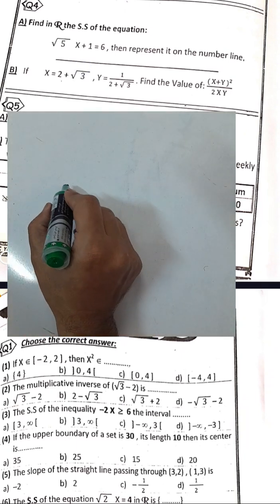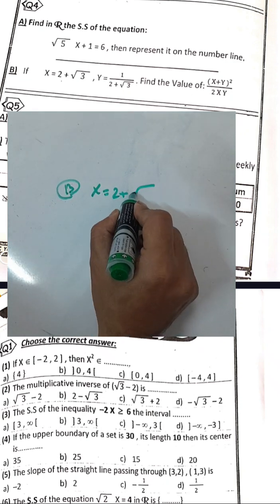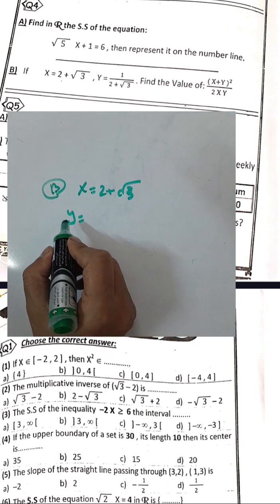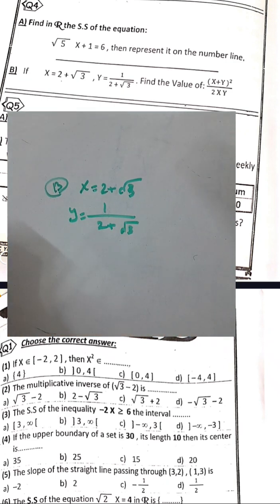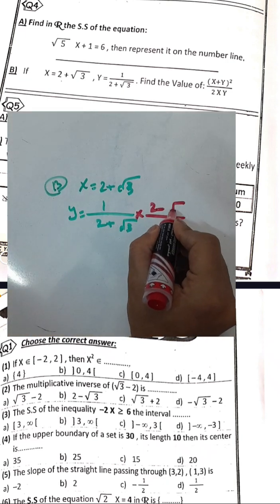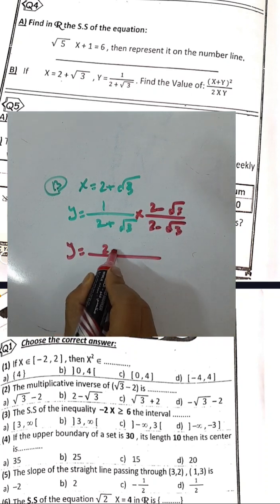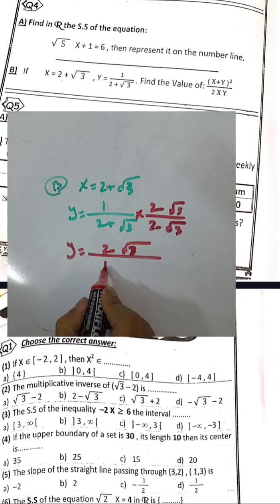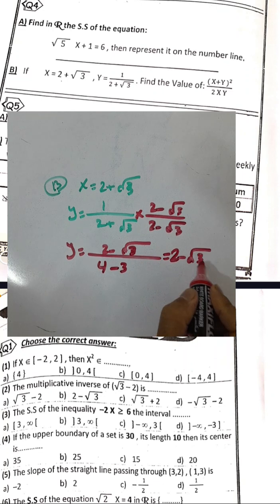Next question, letter B. If x equals 2 plus root 3 and y equals 1 over 2 plus root 3, you can simplify this by finding the value of y in simplest form. Product by 2 minus root 3 in numerator and denominator, then the value of y equals 2 minus root 3 over 2 times 2 equals 4. Root 3 times root 3 equals 3. Then y will be equal to 2 minus root 3.